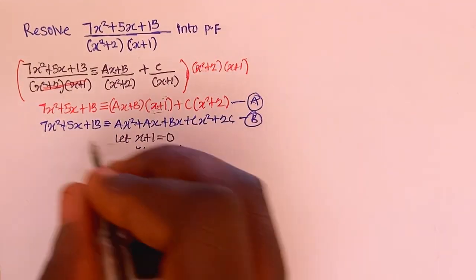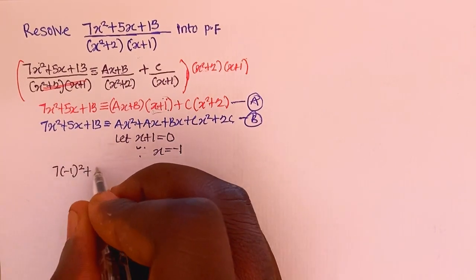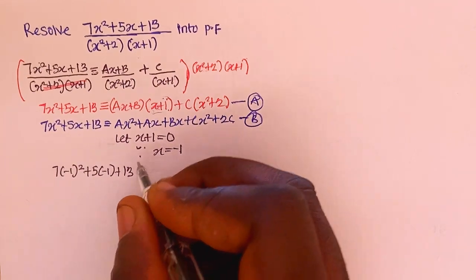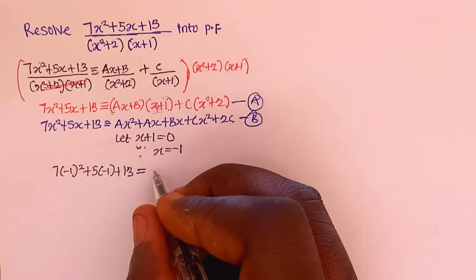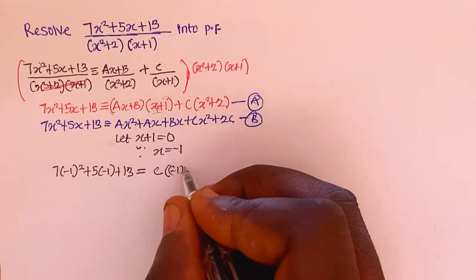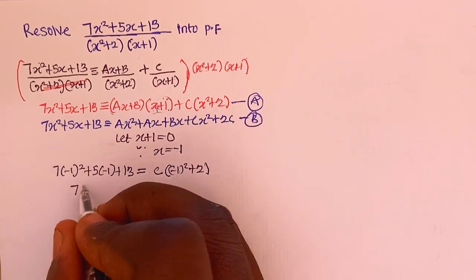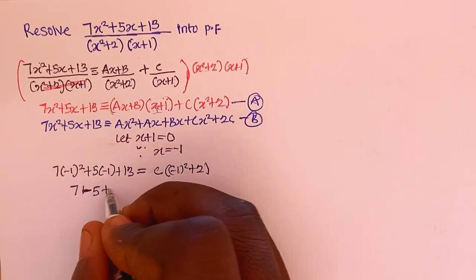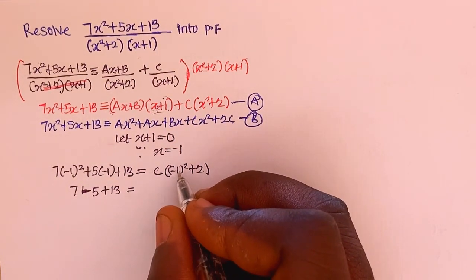That means I'll put my minus 1 into this. I'm going to have 7 into bracket minus 1 all squared plus 5 into bracket minus 1, plus 13, which is equal to, everything here is 0 since x plus 1 is 0, then c into bracket minus 1 all squared plus 2. So here I'm having 7 minus 5, plus 13, is equal to, 2 plus 1 is 3.